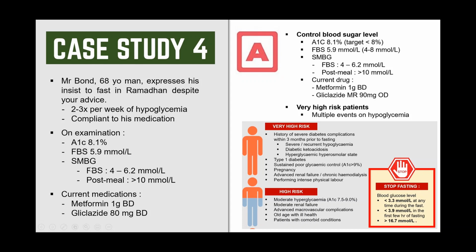And this is the self-monitoring blood glucose level. Currently, he is on metformin 1 gram BD and gliclazide 80 mg BD, so we can see that he is on dual therapy. For the assessment part, we can say that this patient controls the blood sugar level because the HbA1c and FBS are within range. And we can categorize this patient as very high risk due to multiple events of hypoglycemia.